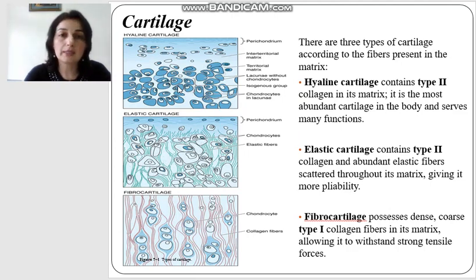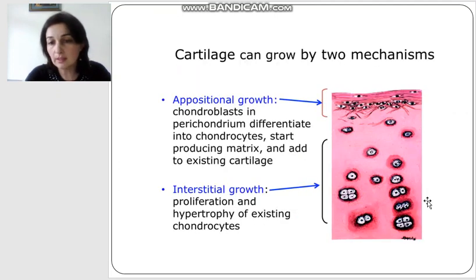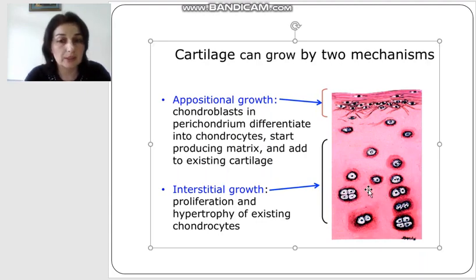The territorial matrix we will find around the chondrocytes. Let's look here, pay attention, around the isogenic groups. We will see that the matrix is darker in appearance because it is rich in proteoglycans, but the interterritorial matrix will have a lighter, more pinkish appearance, and it will be rich in collagen fibers.